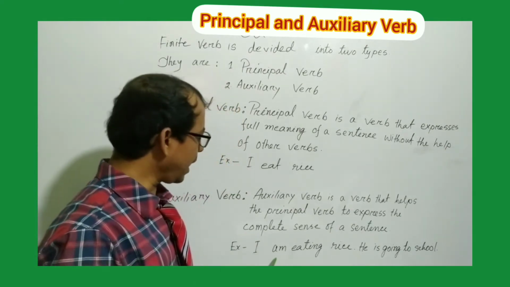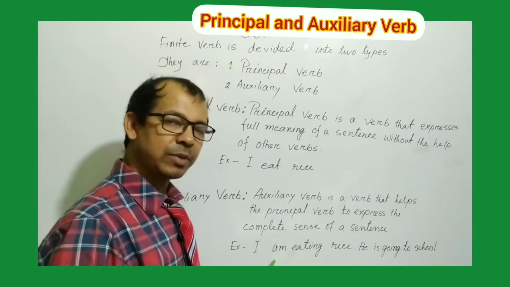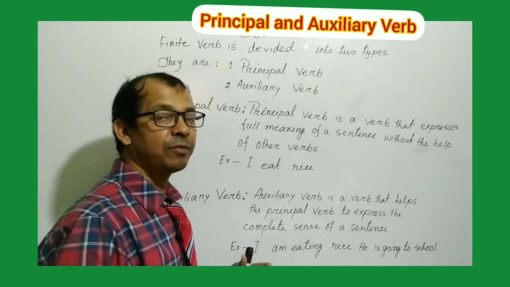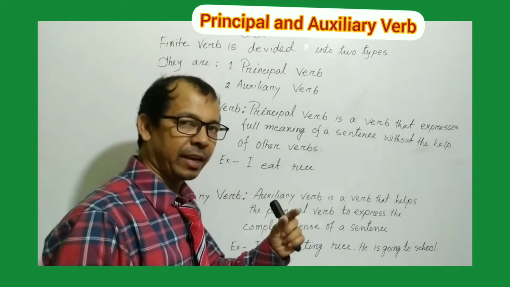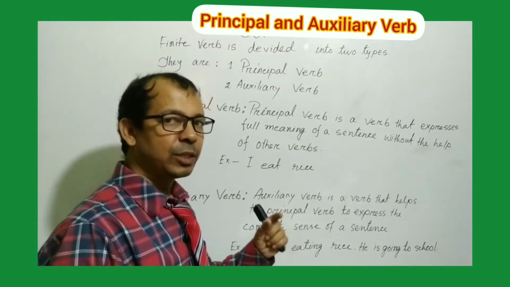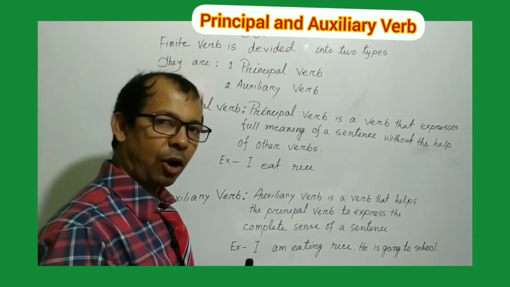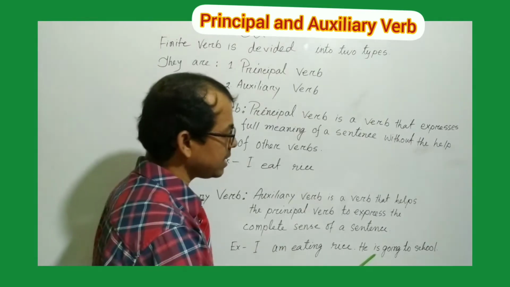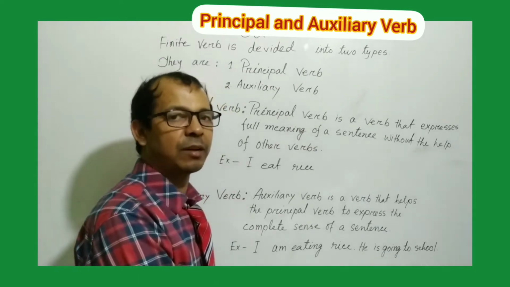Here you can see, am eating. Here, eating is the principal verb and am is the auxiliary verb. So here, am is helping the verb eating to express the meaning, that means, to express the continuous meaning. And here, is is helping the principal verb going to express the meaning of continuous tense.